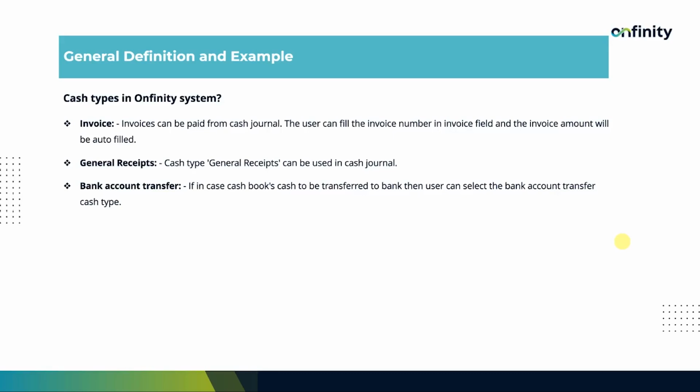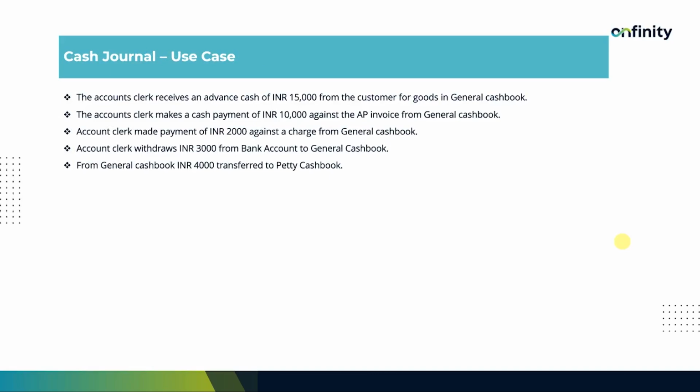If a cash book's cash needs to be transferred to a bank, then the user can select the bank account transfer cash type. There are these 5 different use cases as per different cash types. Let's move to the Onfinity system and see how we can record these in the cash journal.